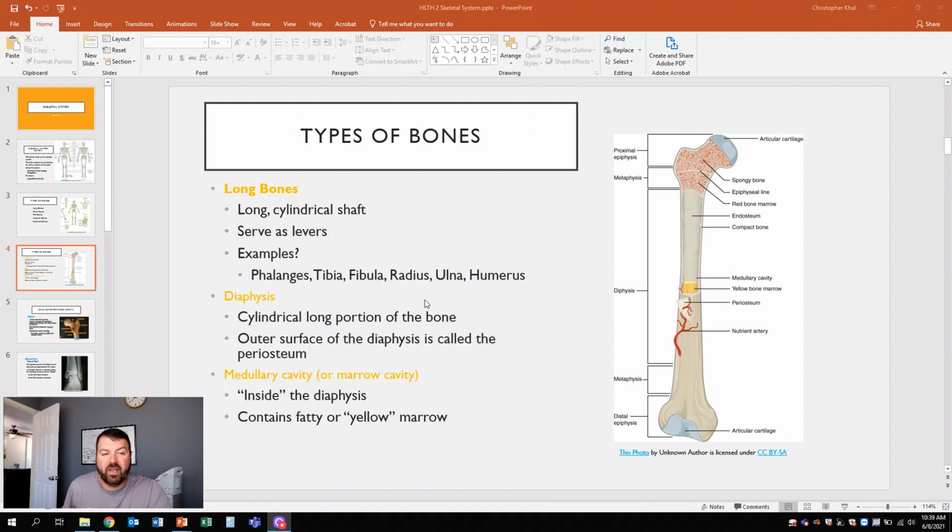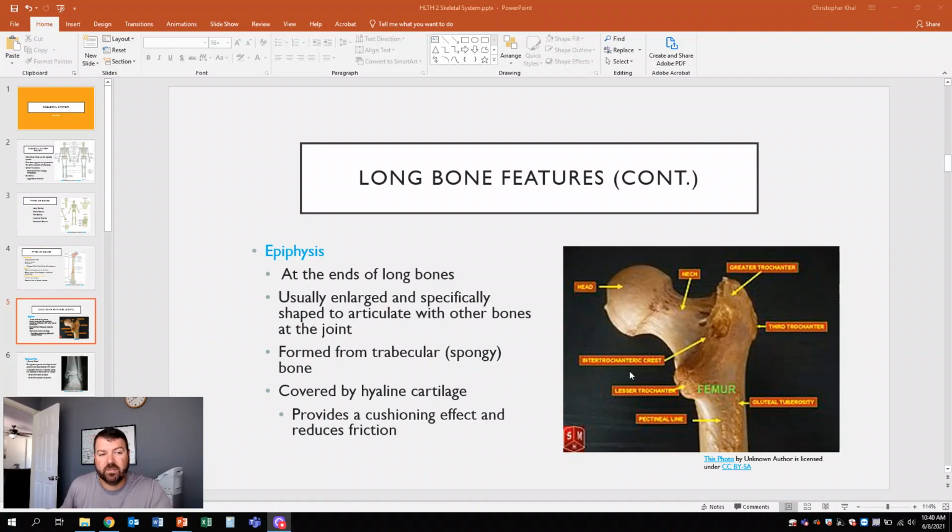They have a diaphysis, this area here, this long cylindrical portion of the bone. The outer lining of your diaphysis is called your periosteum, which is that white layer that you see on bones. Deep inside you're going to have your marrow in the medullary cavity, which is really important for blood production.